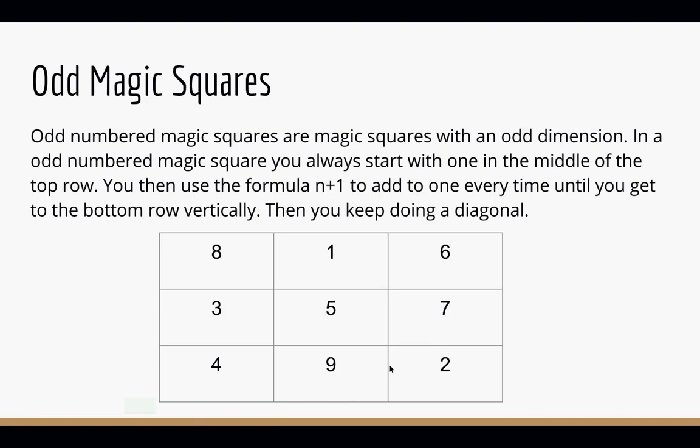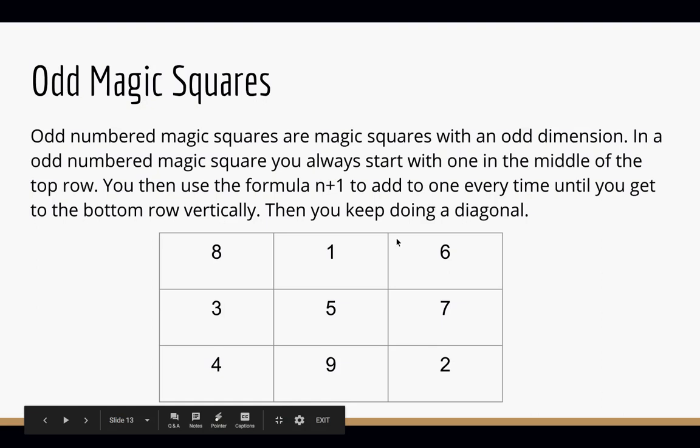So let's start off. Odd number magic squares are magic squares with an odd dimension. In an odd numbered magic square, you also start with 1 in the middle of the top row. You then use the formula n plus 1 to add to 1 every time until you get to the bottom row vertically. Then you keep doing the diagonal.